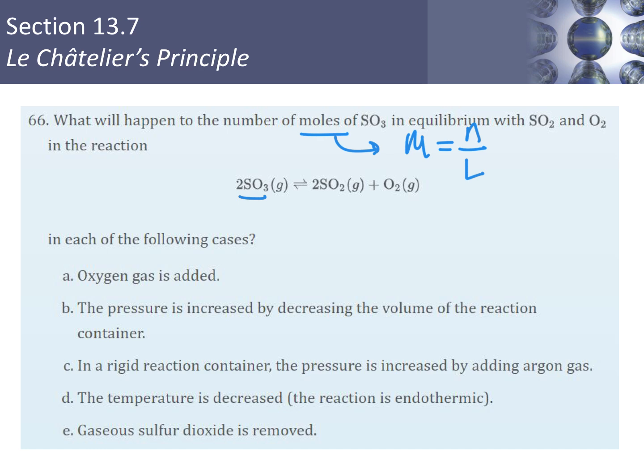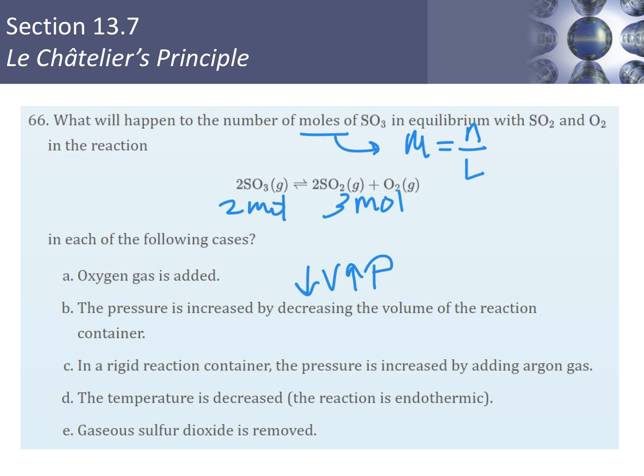This question asks about what will happen to the moles of sulfur trioxide, and we can also relate that to molarity, of course, because molarity is your moles over your volume in liters. And we're going to make some different changes to our equilibrium system. In the first one, we are adding oxygen gas. So we're increasing its concentration or moles. And according to Le Chatelier's principle, the reaction is going to shift away from that imposed change. So the reaction is going to shift to the left. And as a result, the SO3 moles will increase.